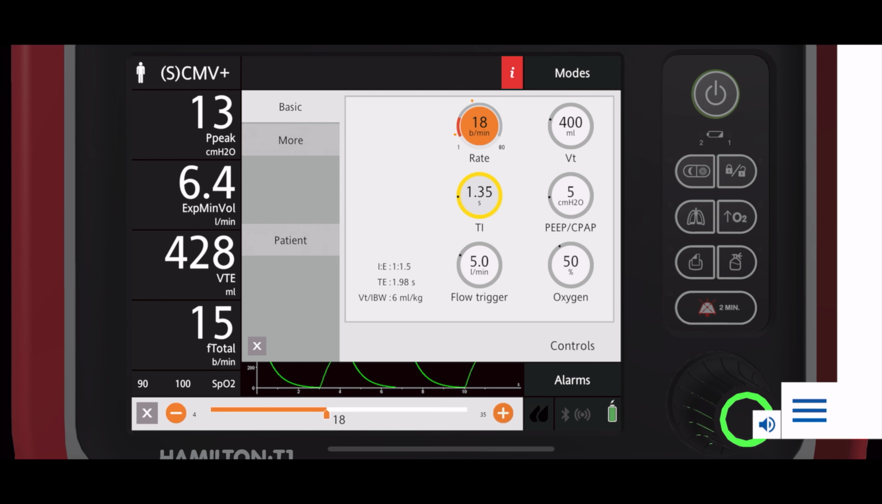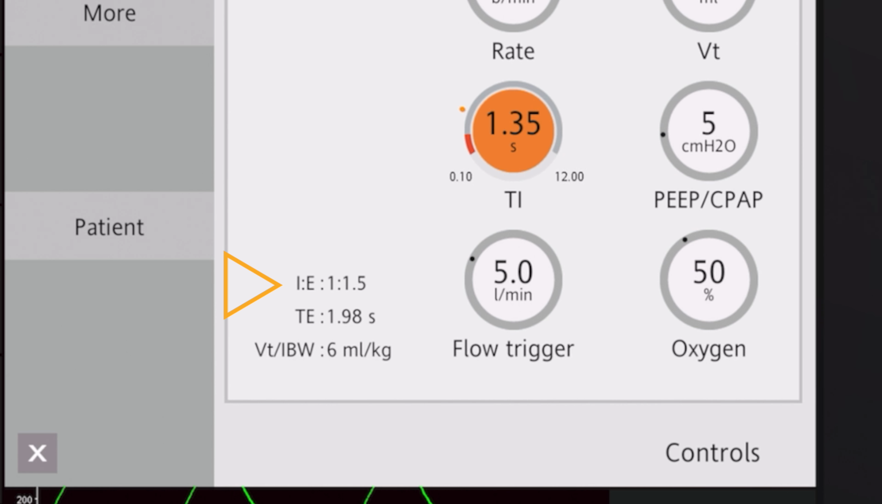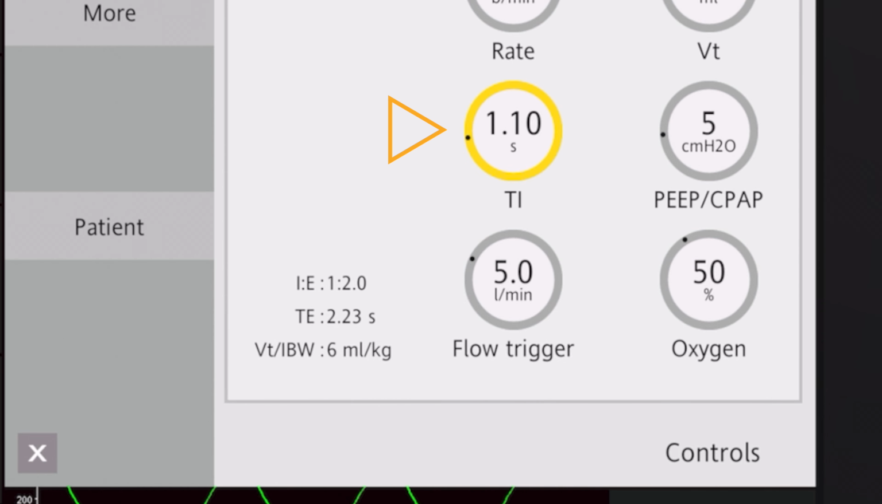Let's see what happens if we increase the frequency to 18 breaths per minute. It cut the time for expiration to 1.5 seconds. An inspiratory to expiratory ratio of 1 to 1.5 will be uncomfortable, and the risk of breath stacking is always a worry. Shortening the inspiratory time to just over a second allows you to maintain a slightly more comfortable 1:2 inspiratory to expiratory ratio.